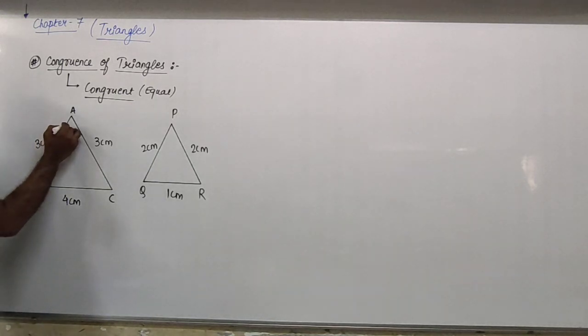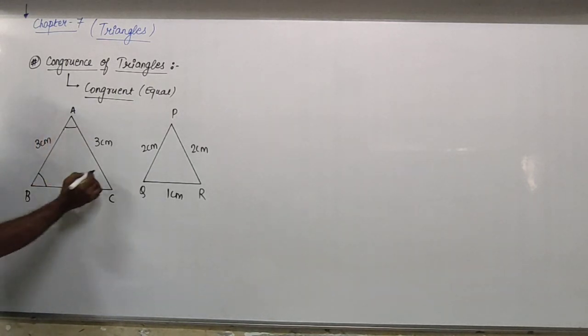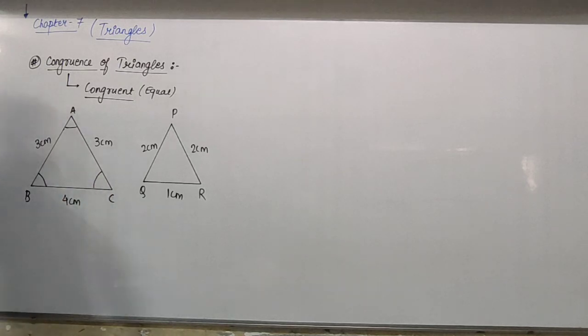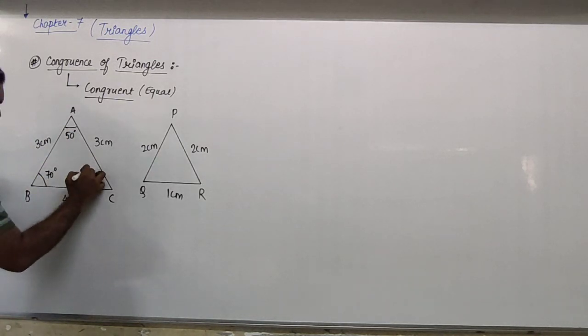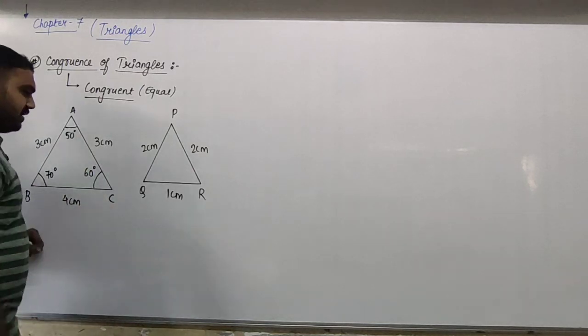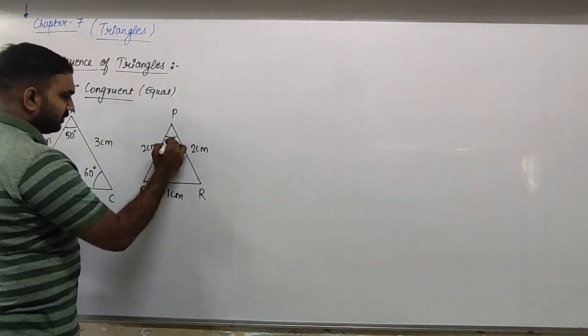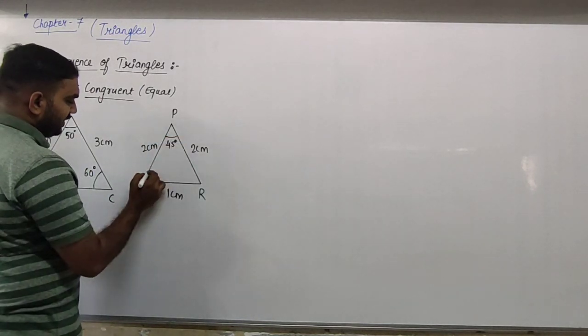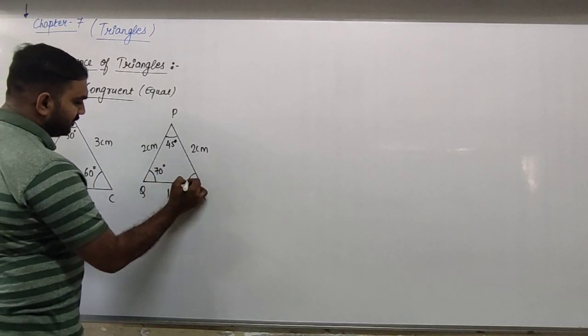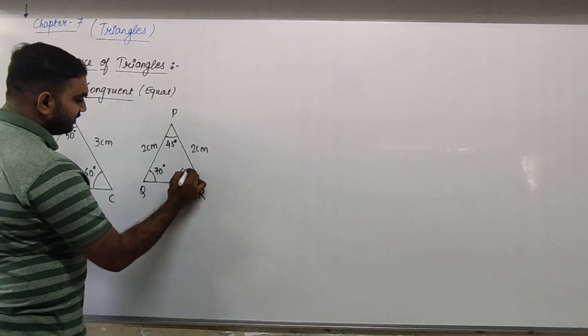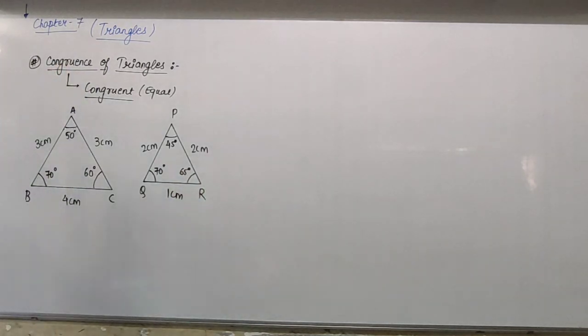Whereas the angles are also given. Let us say this is 50 degree, this is 70 degree and this is 60 degree. And here this is 45 degree, this is again 70 degree, and this is 65 degree. The triangles are given here, right?